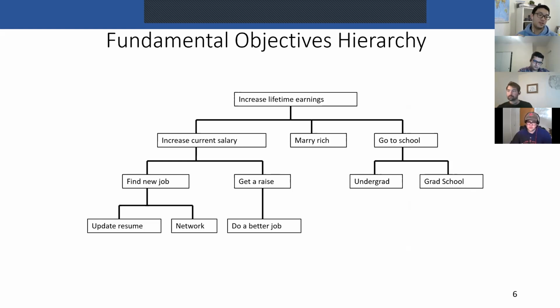Under increase your current salary, you could find a new job. The way that you would go about doing that is you could update your resume or do some networking. An alternative way to increase your salary is to get a raise, right? One way you can do that is do a better job. So all of this is essentially structuring your decision-making process so that you get progressive objective achievements that go into these higher tier hierarchies.